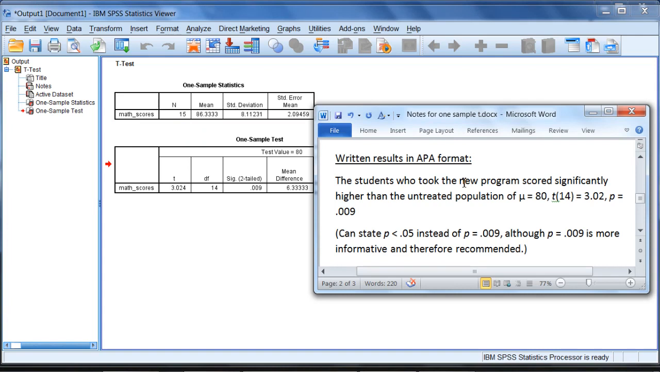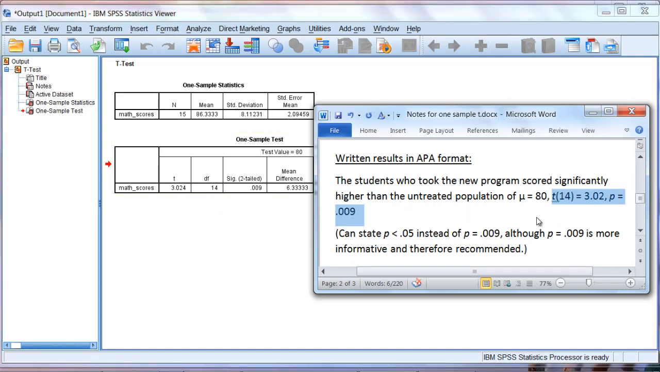The students who took the new program, that's our 15 students, scored significantly higher than the untreated population mean of 80. And then here we write the APA format, which is t. That tells the reader the test we're using. It's a t test. And then in parentheses, we have the degrees of freedom, which in this case are equal to 14. And then we write our t value, which here is equal to 3.02 rounded to 2 decimal places. And then finally, we write p is equal to, and we put whatever the p is, which here is 0.009.